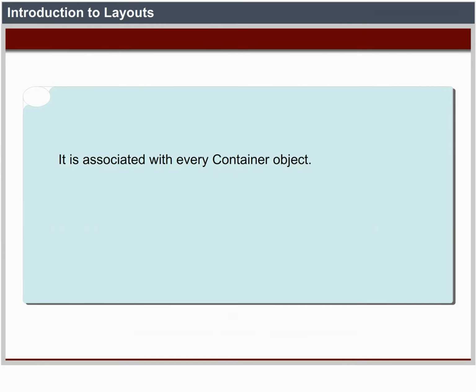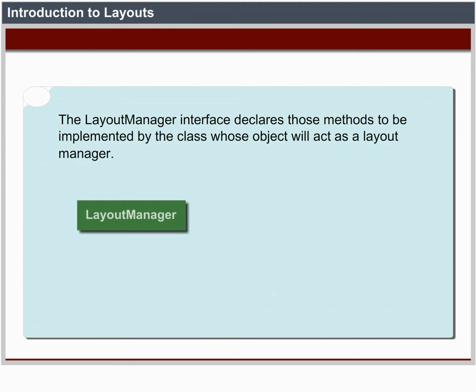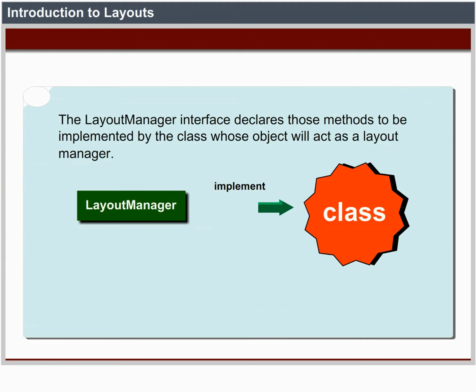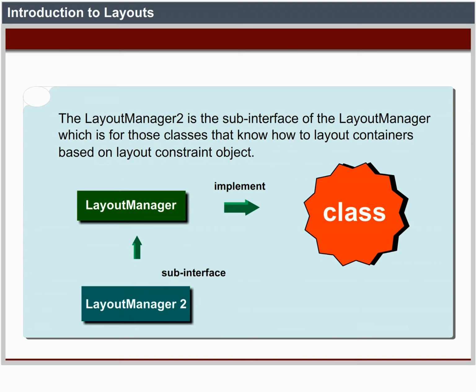It is associated with every container object. Each layout manager is an object of a class that implements the LayoutManager interface. The LayoutManager interface declares those methods to be implemented by the class whose object will act as a layout manager. LayoutManager2 too is a sub-interface of LayoutManager, which is for those classes that know how to lay out containers based on a layout constraint object.